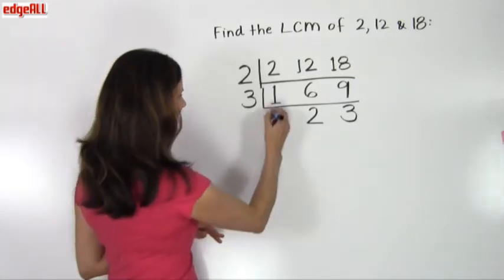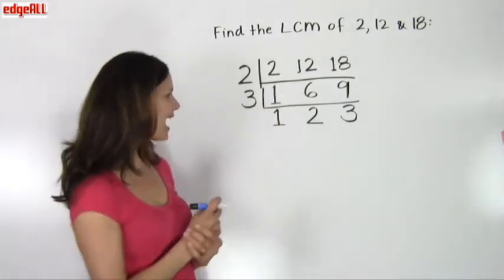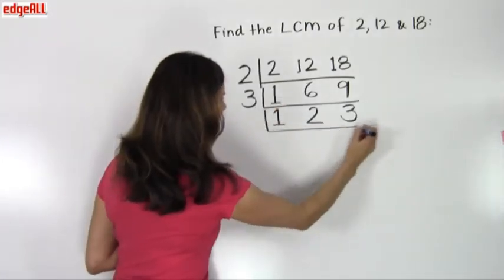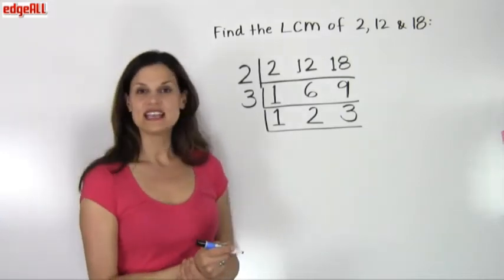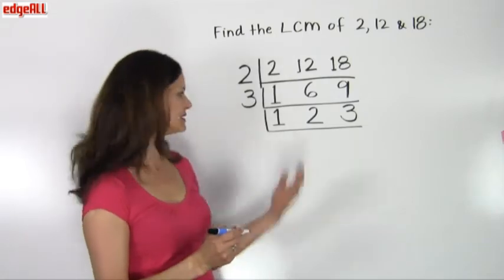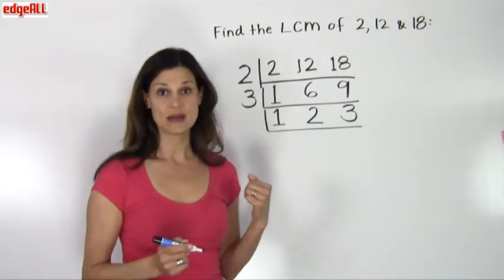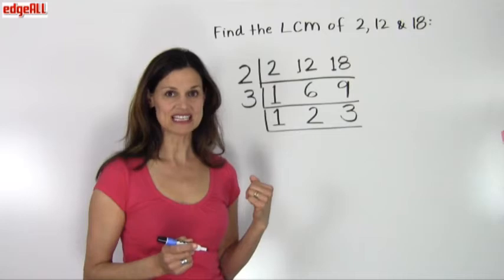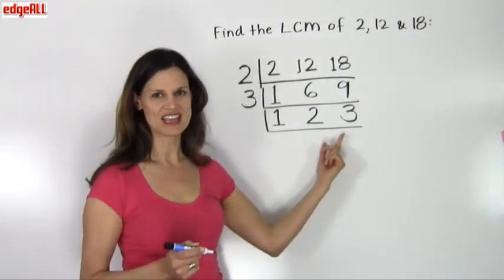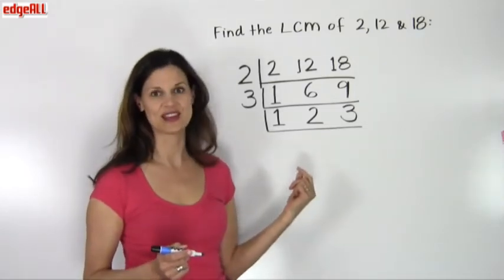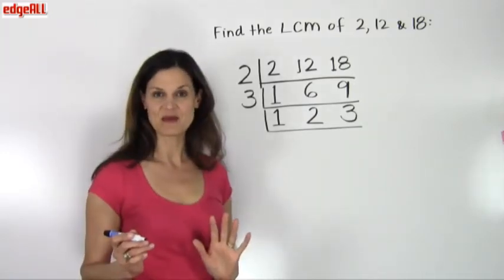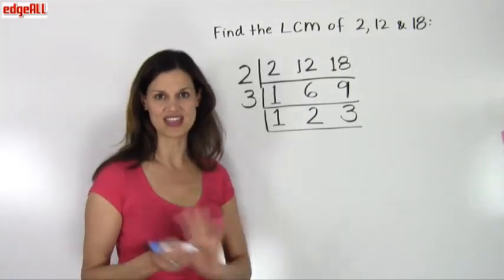And then again, I make my next bracket, and I ask myself, is there a number greater than 1 that evenly divides all three numbers? No. Is there a number greater than 1 that evenly divides two of the numbers? No, there's no number greater than 1 that evenly divides 2 and 3. So that tells me that I'm finished, and I'm going to stop doing the factoring there.